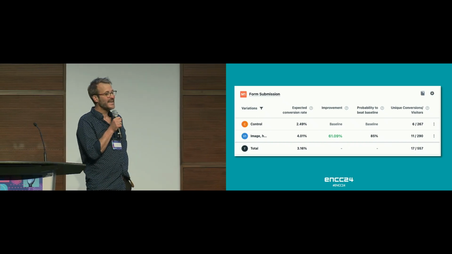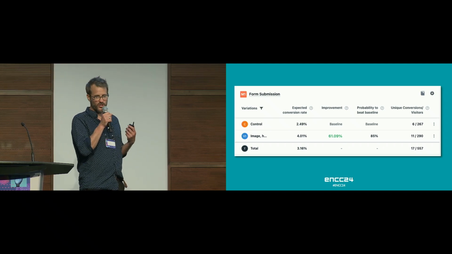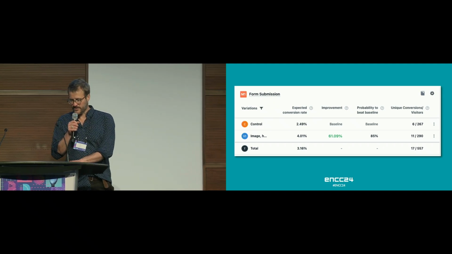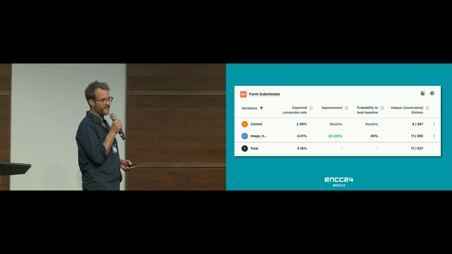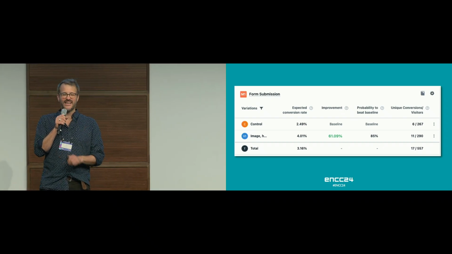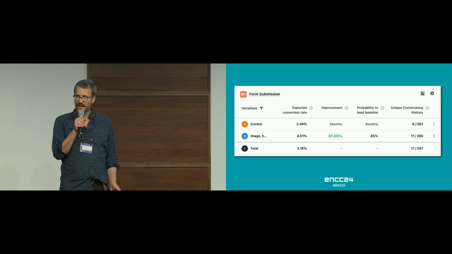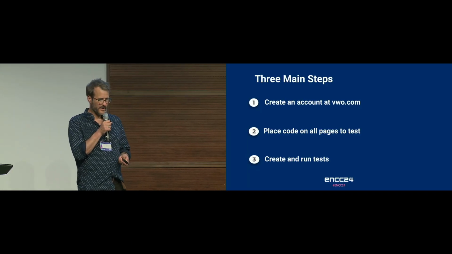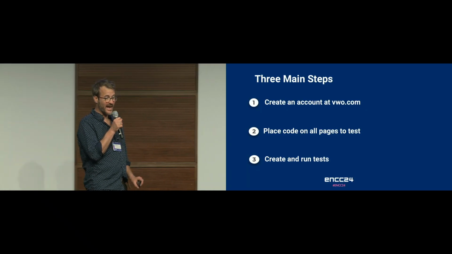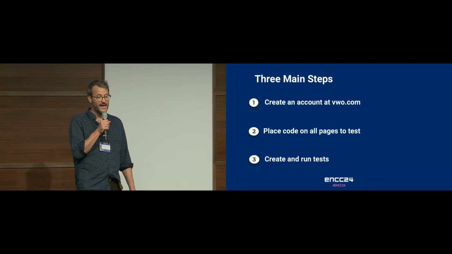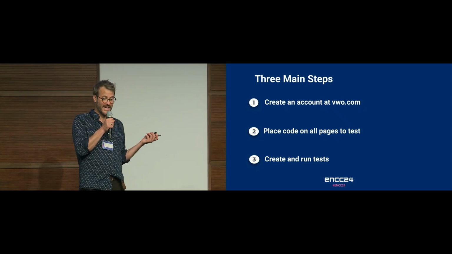Now, Visual Website Optimizer is by no means free, but you can do 50,000 tests a month for free of those A/B tests. So pretty free unless you have an enormous site and a fair amount of traffic. 3 main steps: create an account at vwo.com, place the code on all the pages that you want to test, and then create and run those tests.